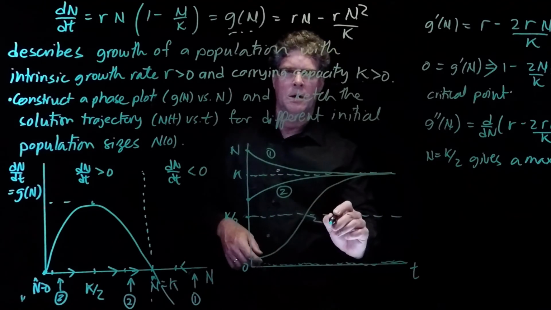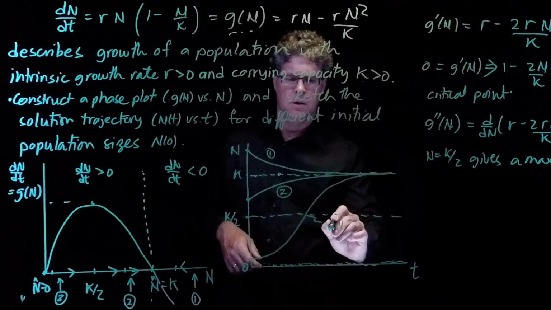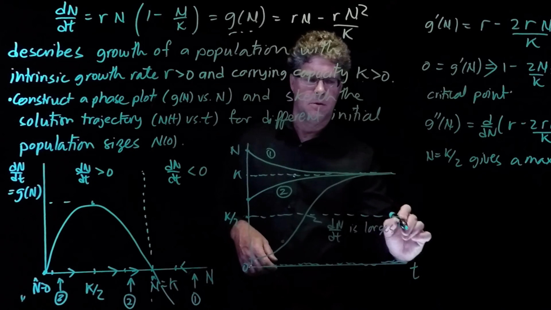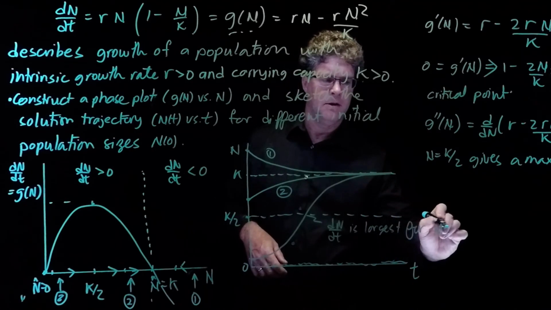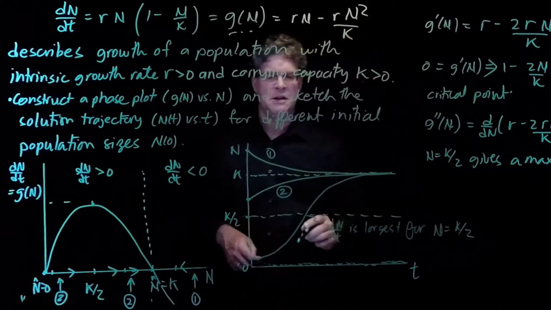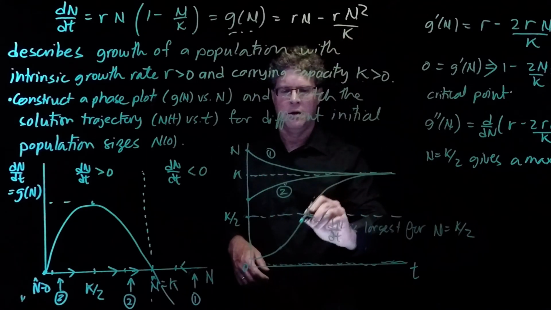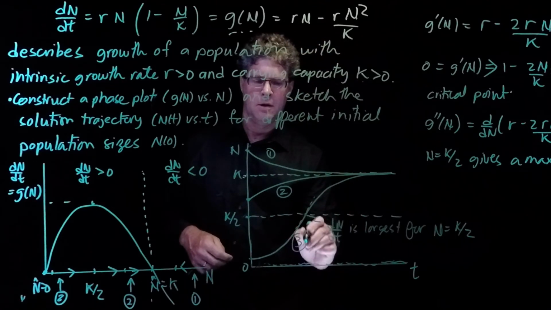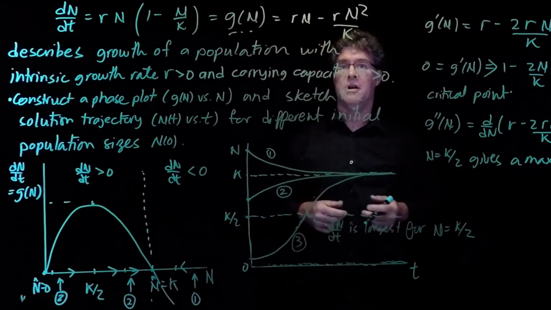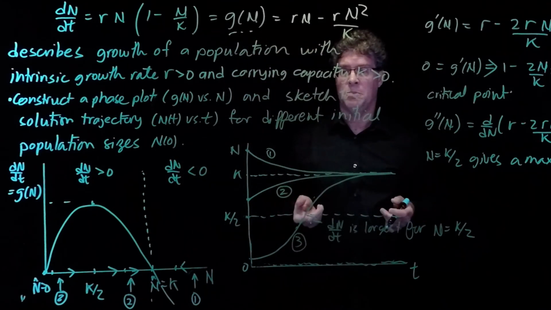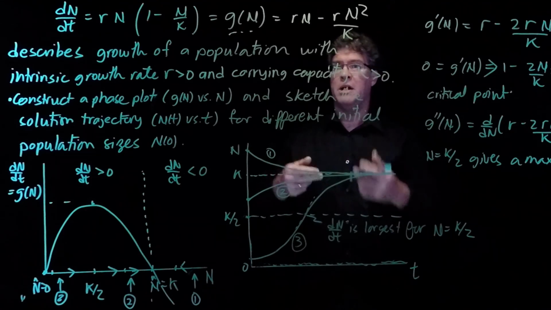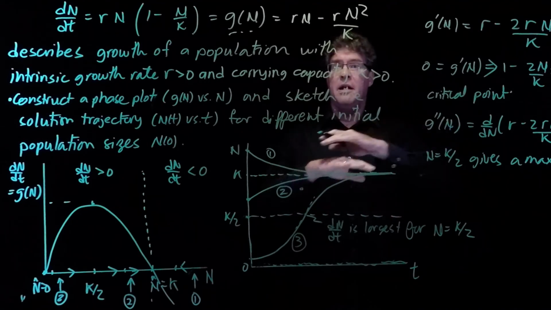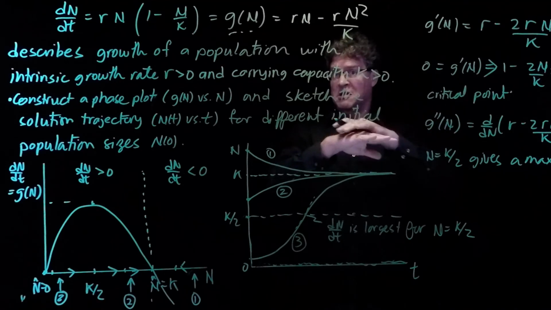dN/dt is largest for N is equal to K over 2. dN/dt is the slope of the tangent line to this curve. And so this is case 3. And you can see wherever we start, as long as we have a population size which is initially positive, it's going to move towards the carrying capacity as time goes to infinity. And this is when the population levels off and it cannot grow any further because it's using all the resources.